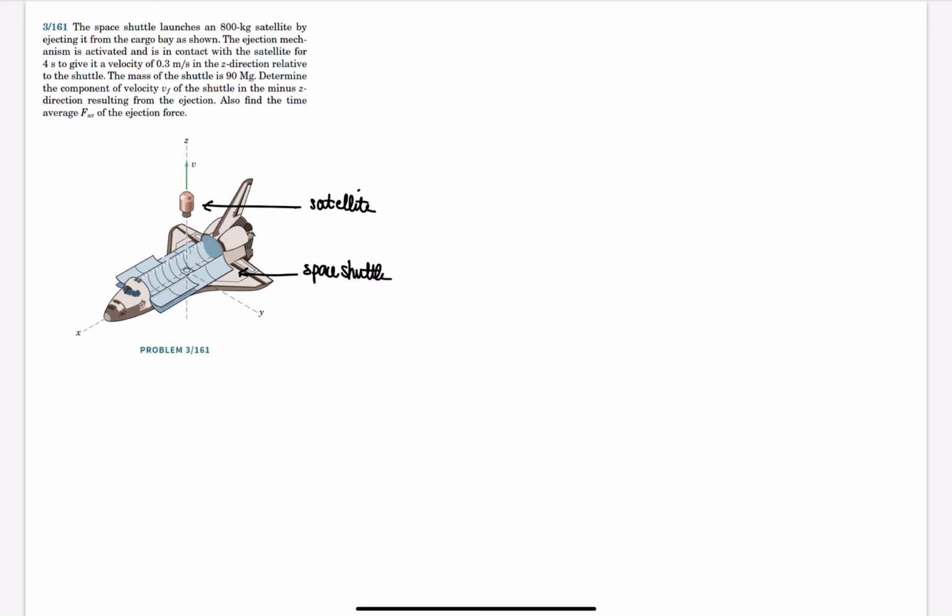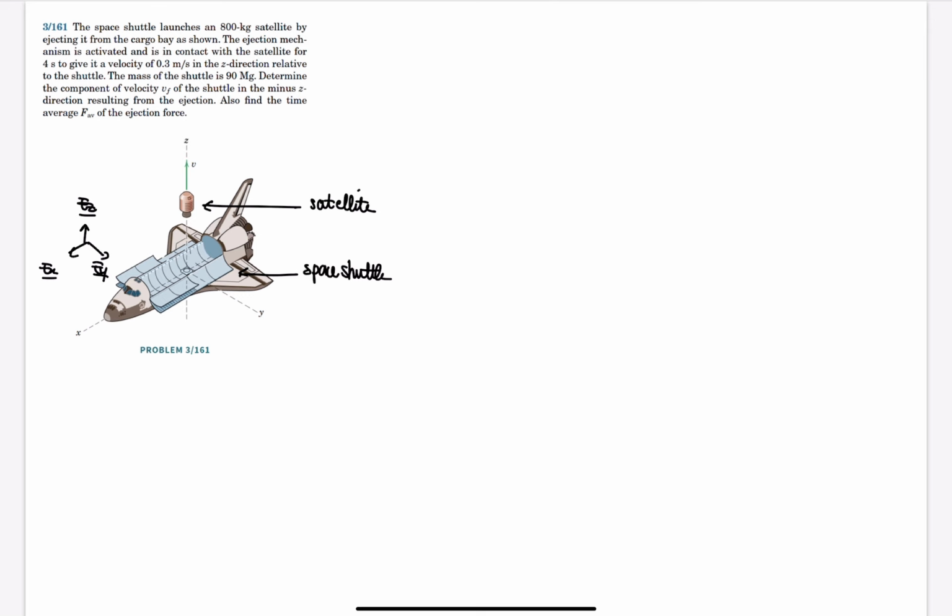Okay, so the shuttle ejects the satellite, and then the velocity of the satellite relative to the shuttle is 0.3 meters per second in the z direction, where the basis is given like this: ex, ey, and ez. The mass of the shuttle is given, which is 90 megagrams. Determine the component of the velocity Vf of the shuttle in the minus z direction resulting from the ejection. Also find the time average of the ejection force.